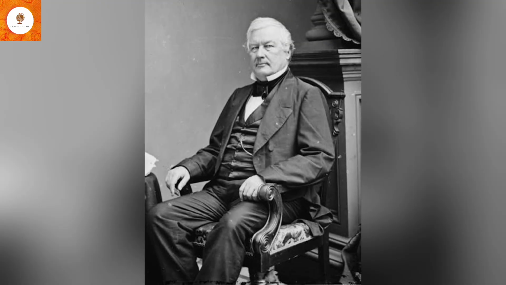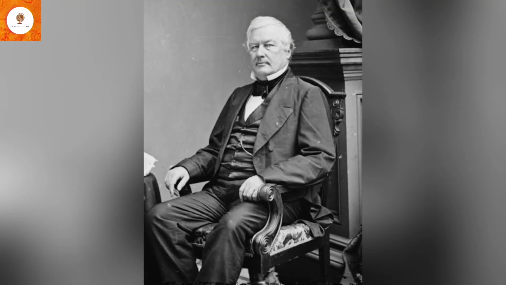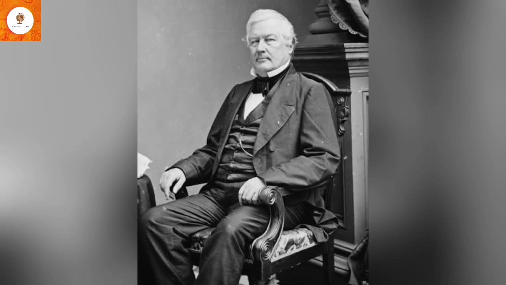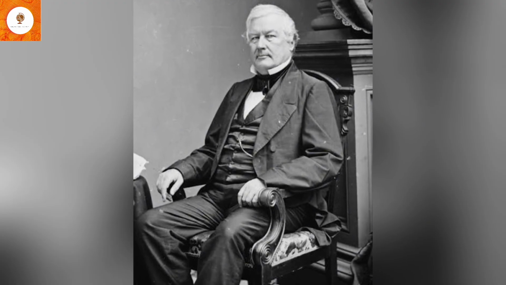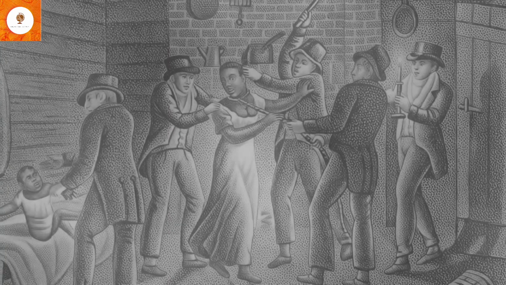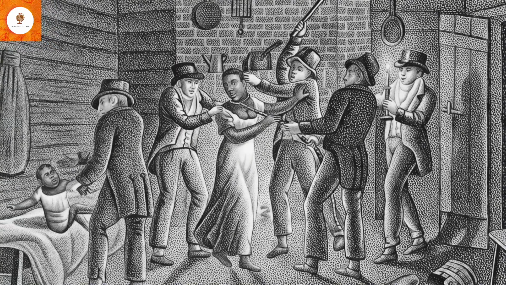9. Millard Fillmore, 1850 to 1853. The president who tried to save the Union by destroying its soul. Millard Fillmore stepped into office during a nation boiling with conflict over slavery. He made a decision that pushed America closer to disaster. The Fugitive Slave Act of 1850, a law so harsh it set the entire North on fire.